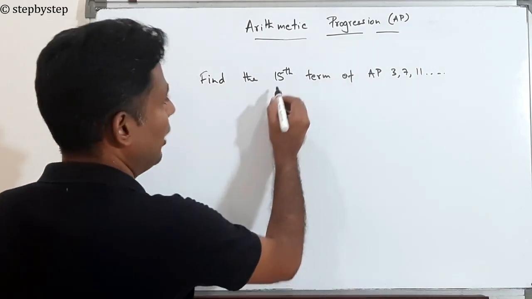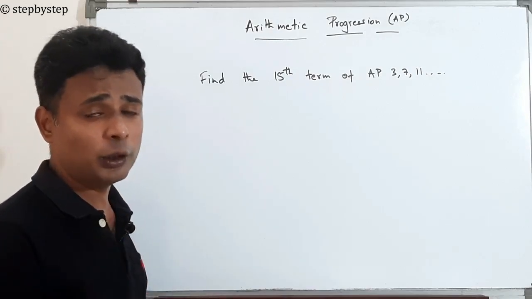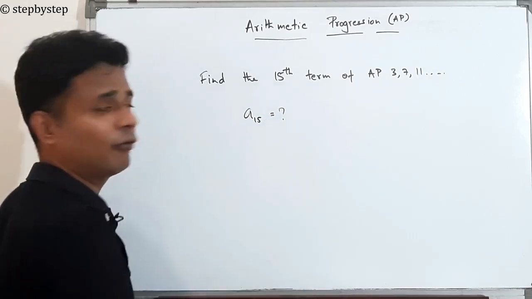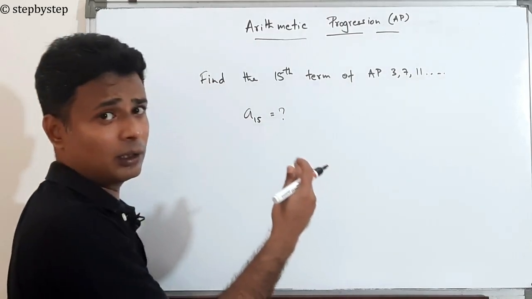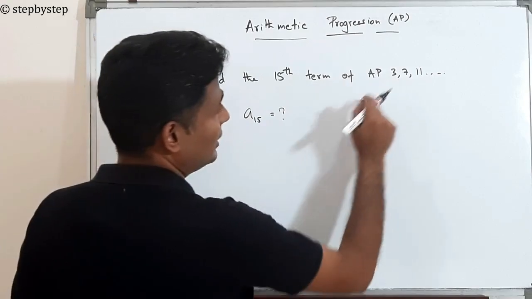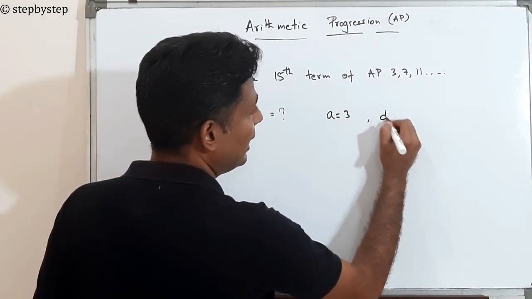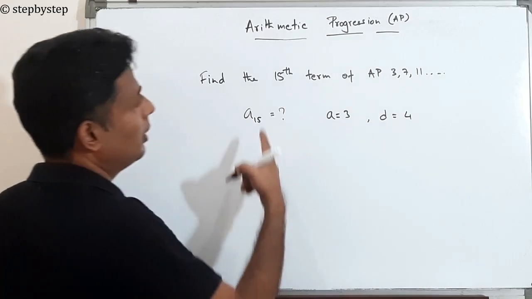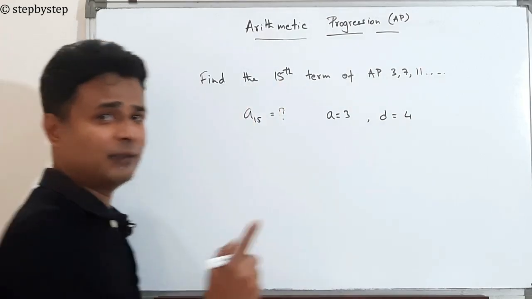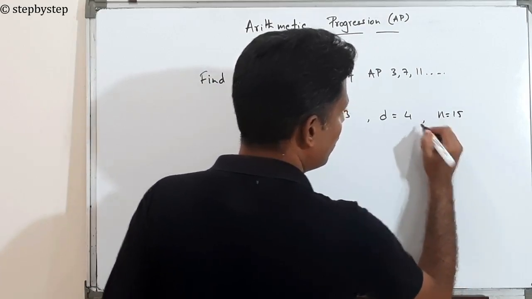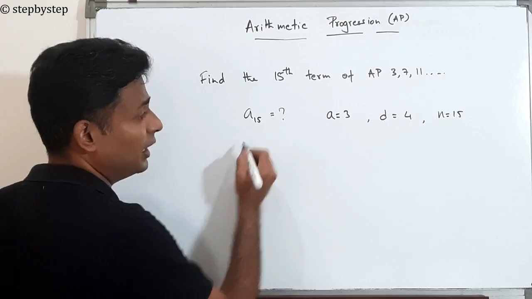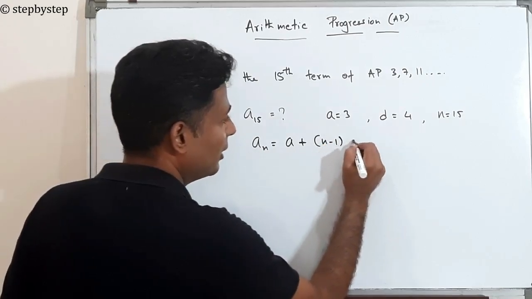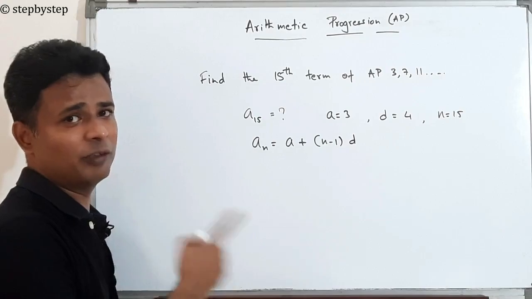You can directly find. Now they have asked you to find the 15th term, which means what do you have to find? a of 15. This is what you need to find. What is given? What can you get from this data? First term is 3. So a is 3, d is 7 minus 3, 4. Right? We know a, we know d. And do we know n? Yes. They have asked us to find the 15th term, which means n is equal to 15. So for a of 15, we need to use the a of n formula. a of n equal to a plus n minus 1 into d. Remember this formula, very easy.